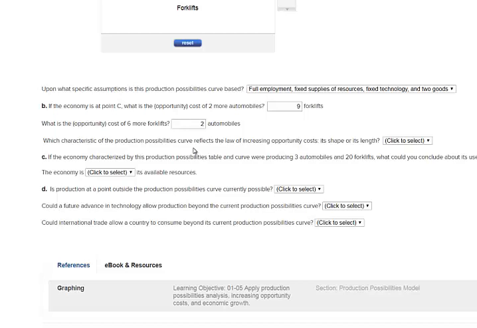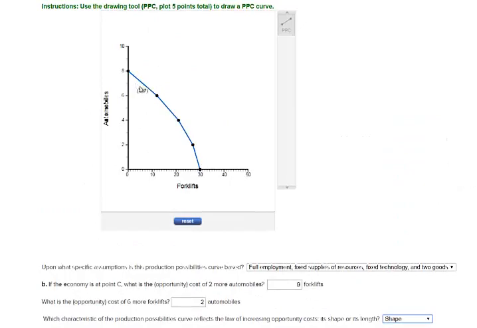Okay, what characteristics of the production possibilities curve reflect the law of increasing opportunity cost? Its shape or its length? That's going to be its shape.